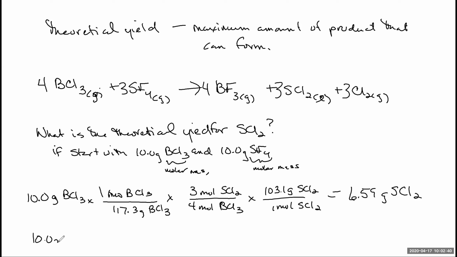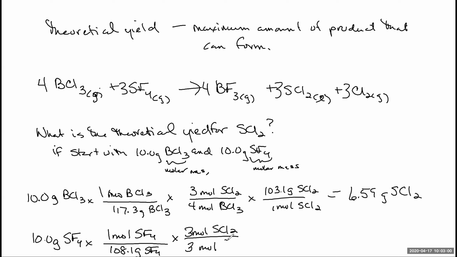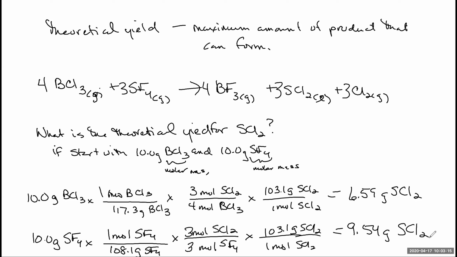Same thing with these, they are long, I'm just writing it out quickly. I'm assuming that you worked on this with me paused. 1 mole of SF4 is 108.1 grams. Again, you need to calculate that value. 3 moles sulfur dichloride from 3 moles of sulfur tetrafluoride. And the last step will be the same. If you calculate that out, you're going to get 9.54 grams of sulfur dichloride.